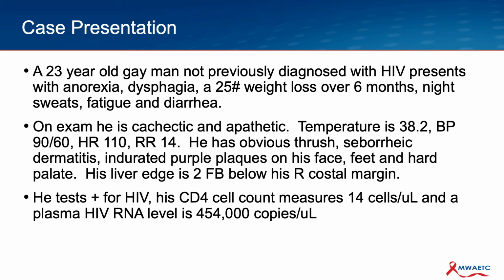On exam, he was cachectic and apathetic, febrile to 38, hypotensive, tachycardic. He had thrush, seborrheic dermatitis, indurated purple plaques on his face, feet, and hard palate. His liver edge was enlarged. He tested positive for HIV. His T cells were only 14, and his viral load was 500,000.